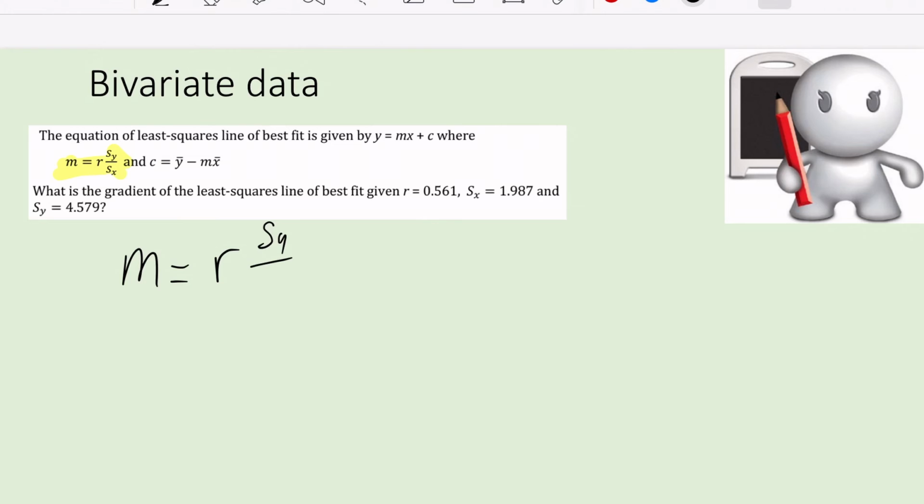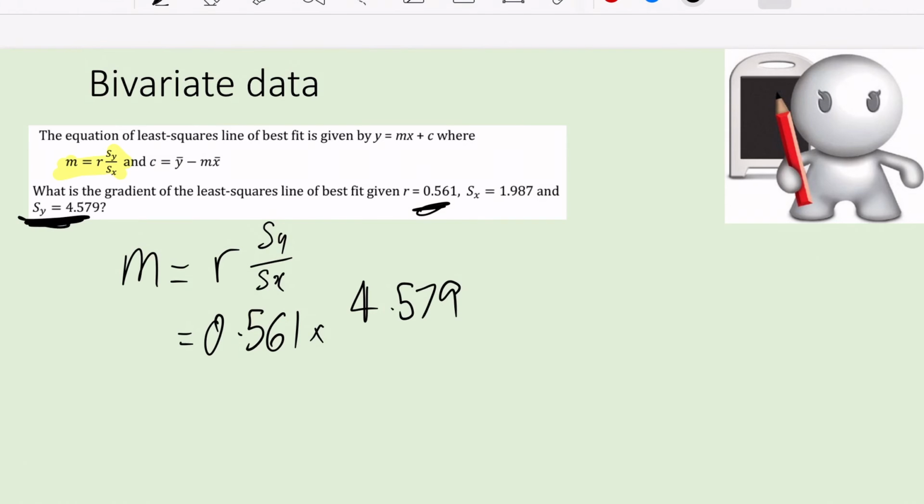So, in other words, I need to substitute into what they've given me, which is r multiplied by the standard deviation of y over the standard deviation of x. Now, what's the value of r? There it is there. And I'm going to be multiplying by 4.579, that's the standard deviation of y there. And the standard deviation of x is 1.987. Put all of that into your calculator and you are going to get a value of m equal to 1.9. Pretty straightforward.